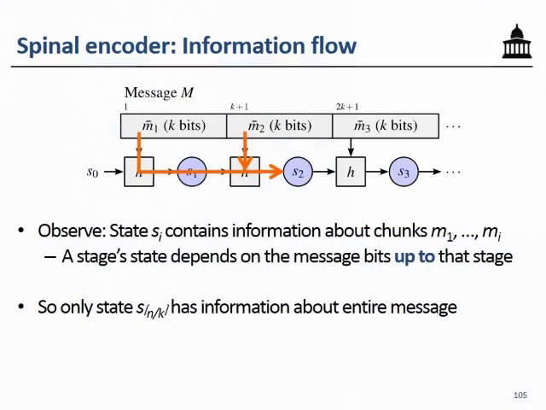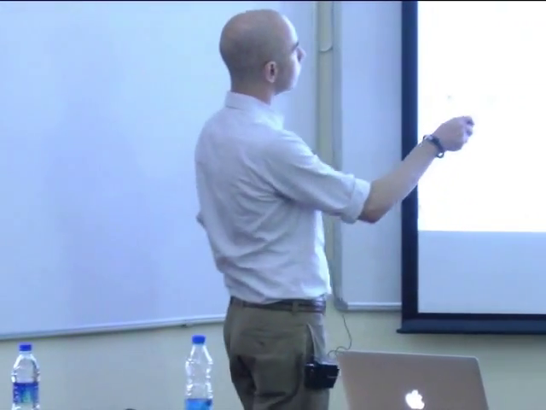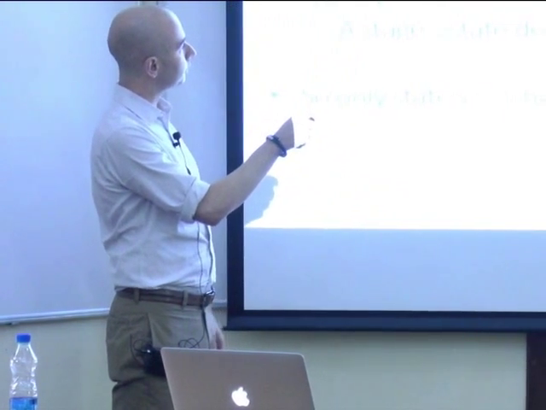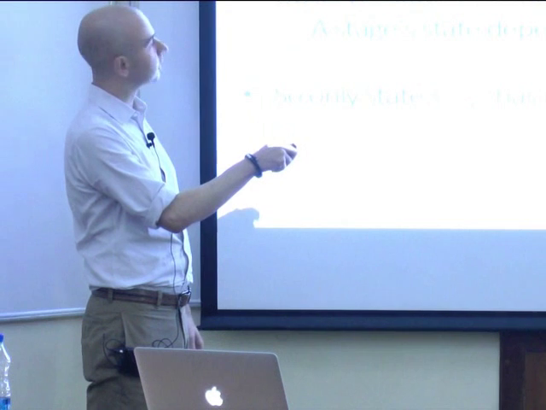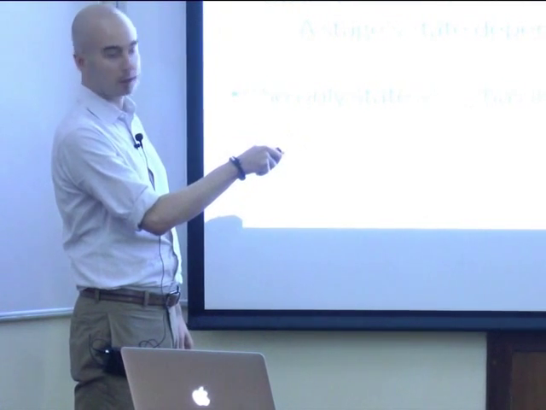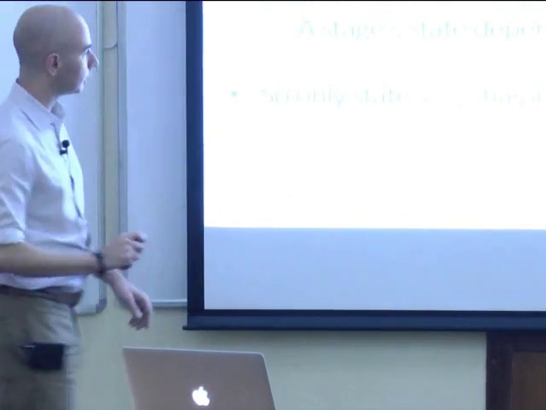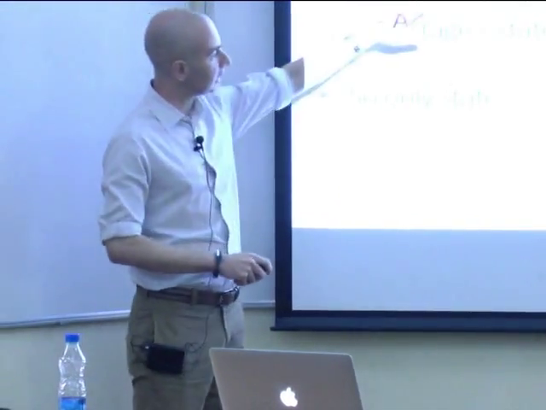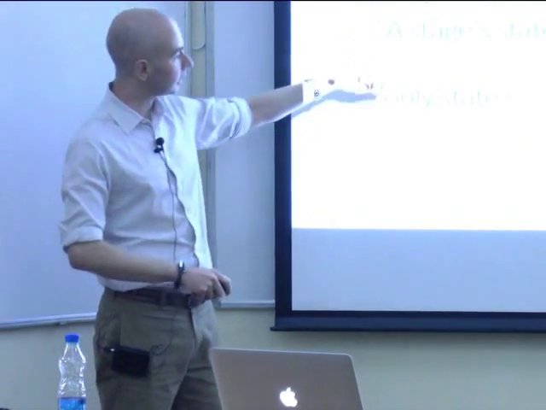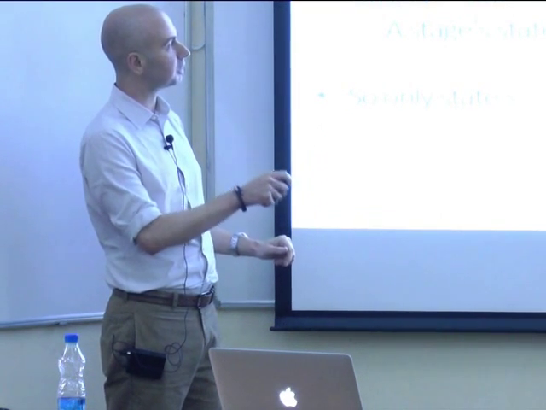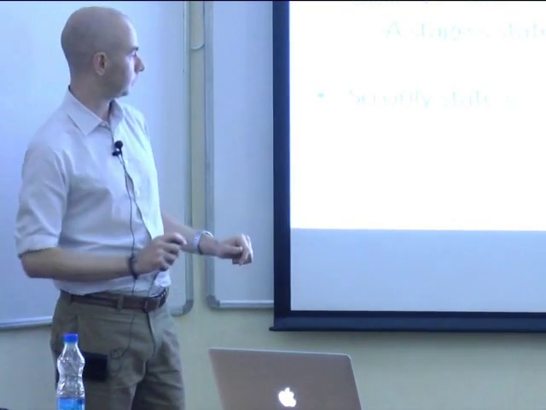So notice the information flow here. Where's the information flowing? Let's think about that for a second. Okay, so these first k bits of information flow into all the spines because they flow into the first spine directly. The first spine's output flows into the second, and so on. So the state of one spine, you can see, depends on the message bits in that stage and all the message bits prior to that stage.